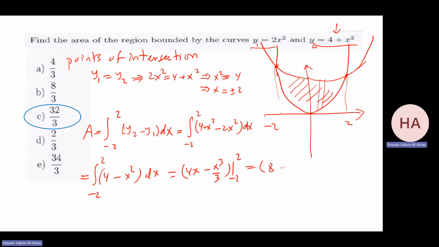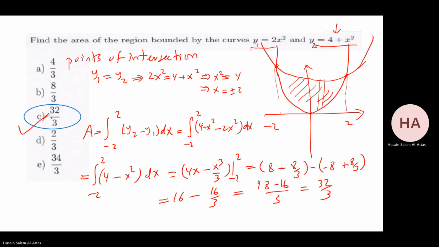That gives me 8 minus 8 over 3 minus minus 8 plus 8 over 3. That gives me 16 minus 16 over 3. 3 times 16 is 48, minus 16 over 3, and that gives me 32 over 3, which is not difficult. Easy.